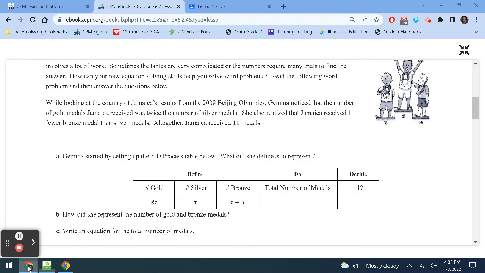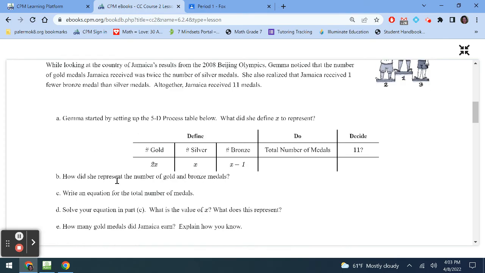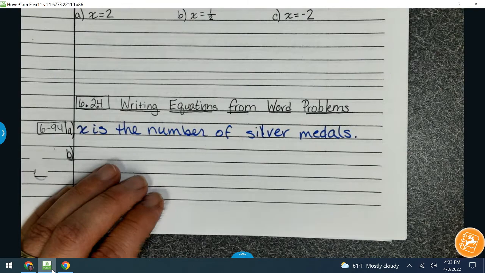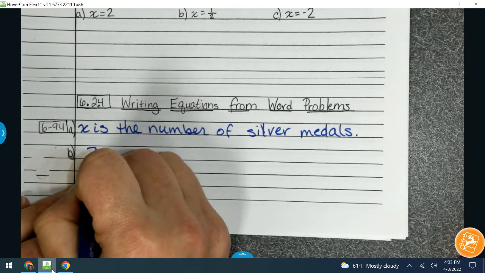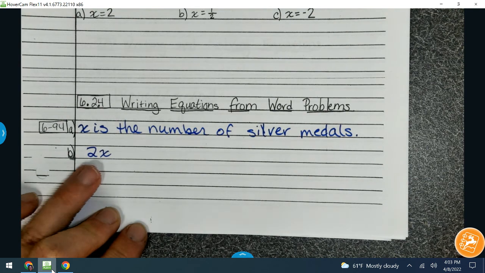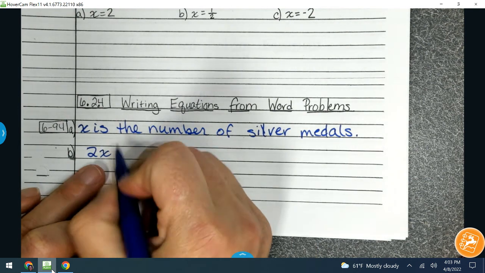So Bravo says, how did she represent the number of gold and bronze medals? Again, I can look right here for that, but I'm going to look at the problem itself. She noticed that the number of gold medals Jamaica received was twice the number of silver. So we have twice the number. So gold then would be twice silver. Remember, if X is silver, that is twice silver, or double, times 2.